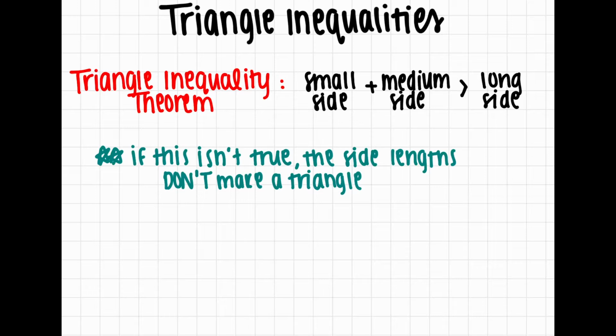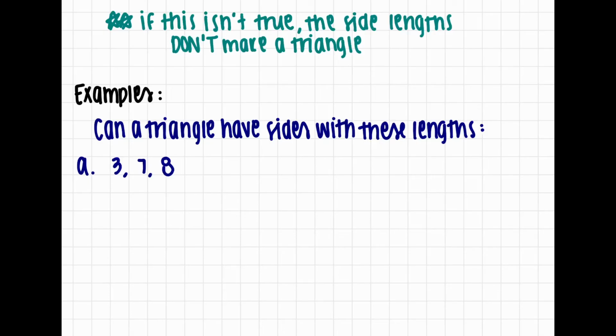So if this isn't true, if you add those two small sides together and they're not greater than that third larger side, then the side lengths don't make a triangle. We're going to do some examples so you can see what this looks like. So the examples, the question is, can a triangle have sides with these lengths? And the first one we're going to talk about are the numbers 3, 7, and 8.